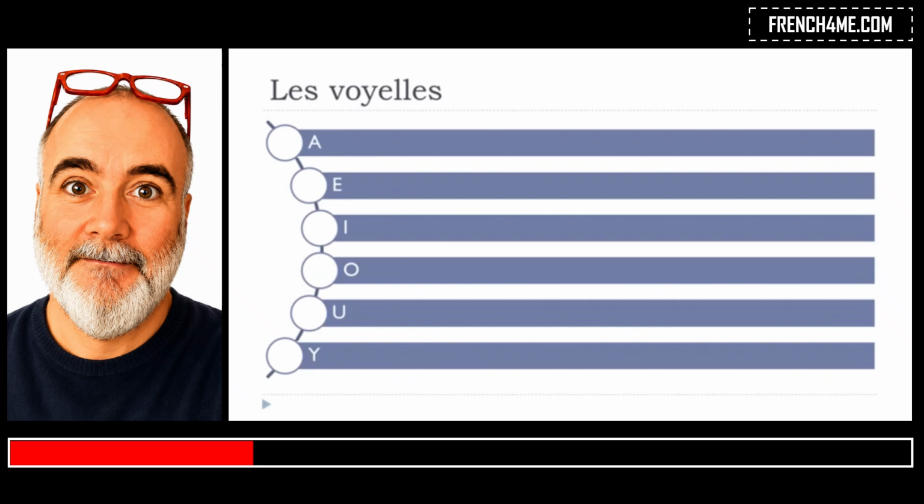So if we check them again one more time, this one is A, then comes I, O, U, remember, U, and the last one, Y for the name, but then the pronunciation is I, alright?